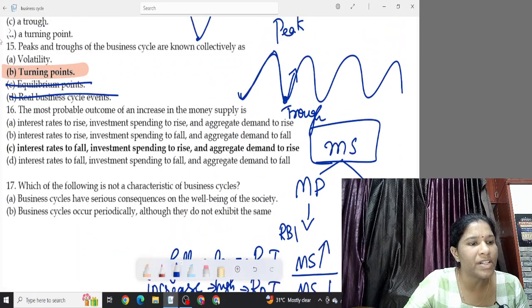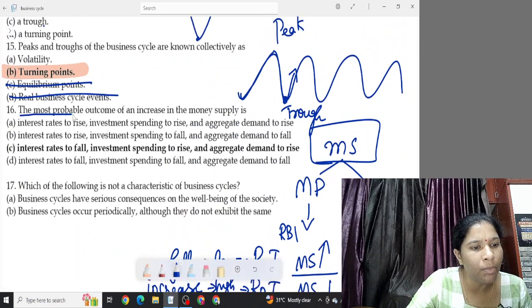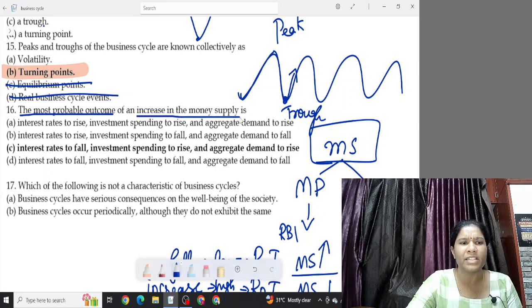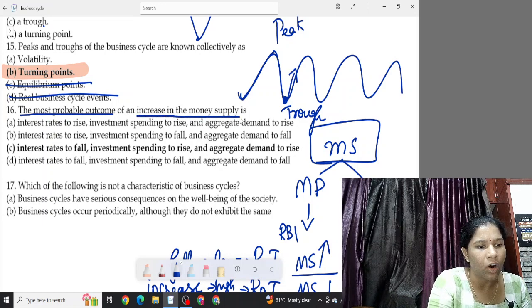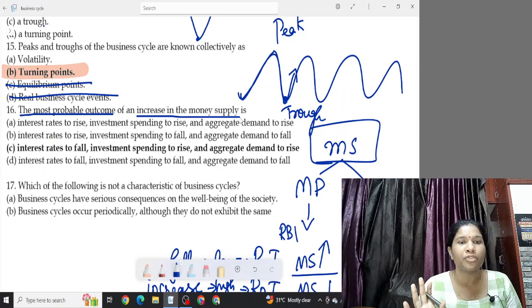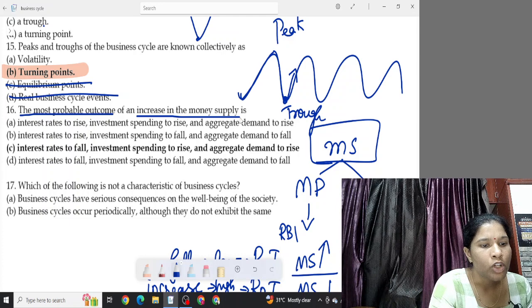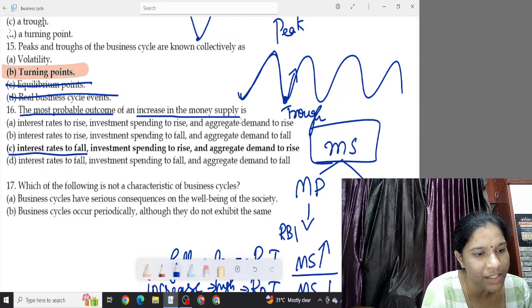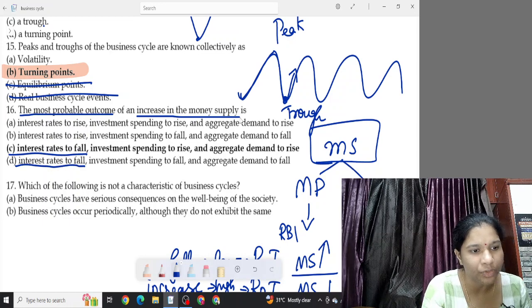Okay, so what is the question they're asking? The most probable outcome of an increase in the money supply. What happens when money supply is increased? See, all the questions are related to interest rate. So interest rate will tend to fall if money supply increases. So how many options have interest rates to fall? You have option C, interest rate to fall, and option D, interest rate to fall.